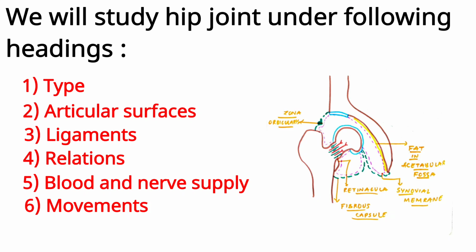After that, we'll slowly move on to the blood supply and nerve supply of the hip joint. Here we will see the different arteries which supply the hip joint and the different nerves which supply the hip joint. After that, at last, we will see the main purpose of the hip joint, that is, the different possible movements a hip joint can perform and the different muscles assisting in those movements.